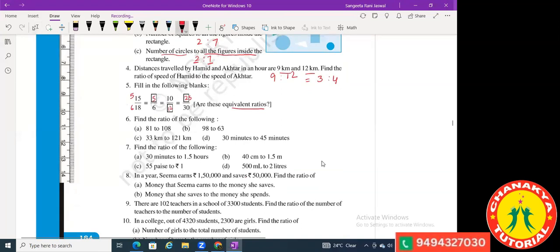Okay, now see the next one. Find the ratio of the following: 81 to 108. 81 is to 108. Yes, so bring it to the lowest form. See, both the numbers are divisible by 3. Ma'am, 3 and 9 is to 12. So 9 is to 12 means 3 is to 4.